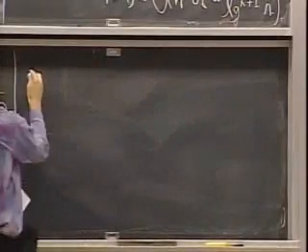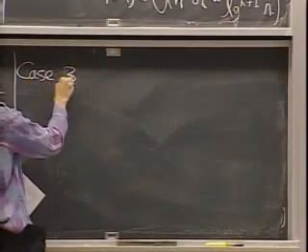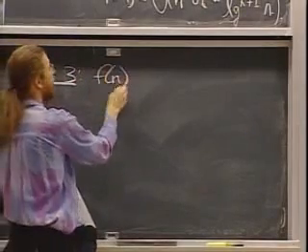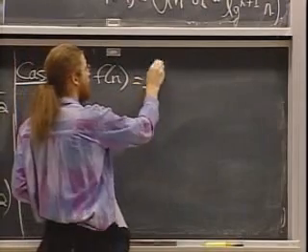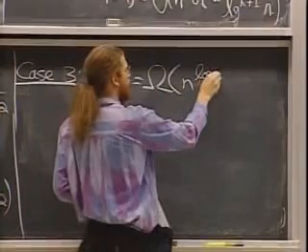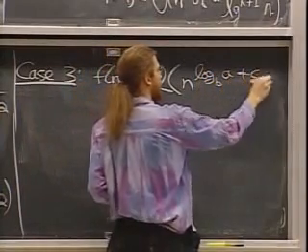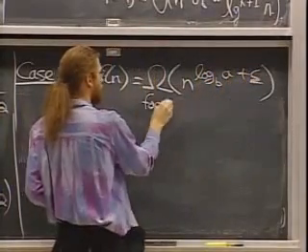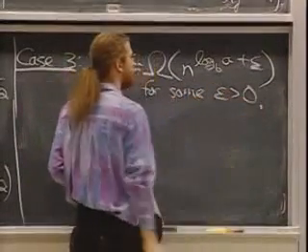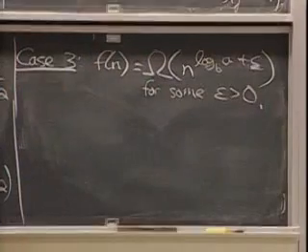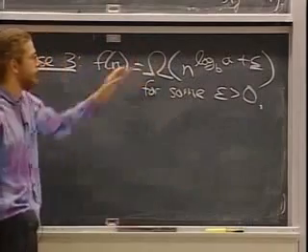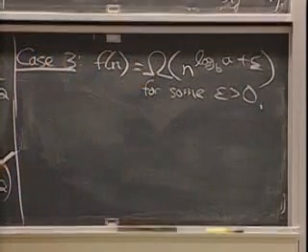We have one more case, which is slightly more complicated. We need to assume slightly more for case 3. But case 3 is roughly when f of n grows bigger than n to the log base b of a. So it should be capital omega. Here's one place where we get to use omega. n to the log base b of a plus epsilon for some positive epsilon. So it should grow not just bigger, but polynomially bigger. Here it was growing just a log factor bigger, polylog. Here it's a polynomial factor.